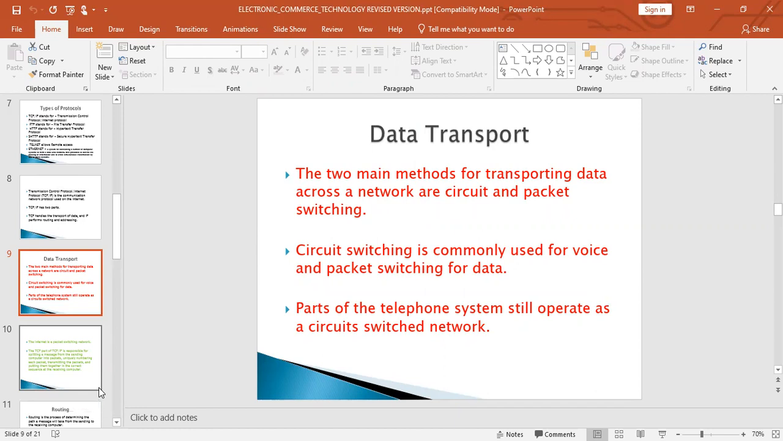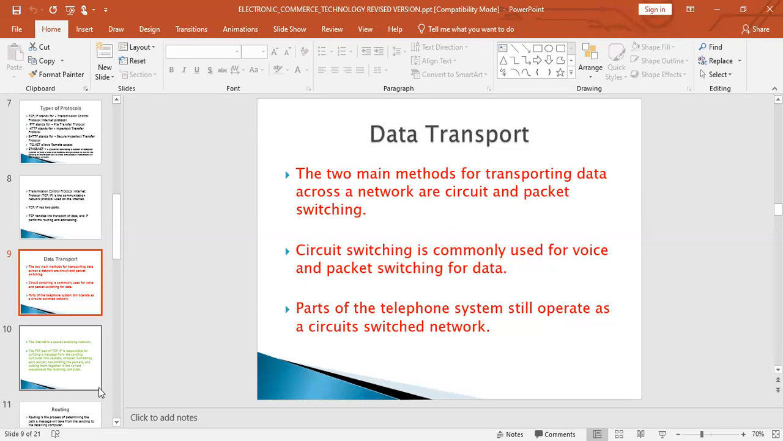Get this at the back of your mind, because when I'm done explaining the three, I'll give you a scenario of how or why we talk about data transportation, routing, and addressing. I'll use a simple scenario to illustrate how it operates in real life. With data transport, there are two main methods for transporting data across a network.